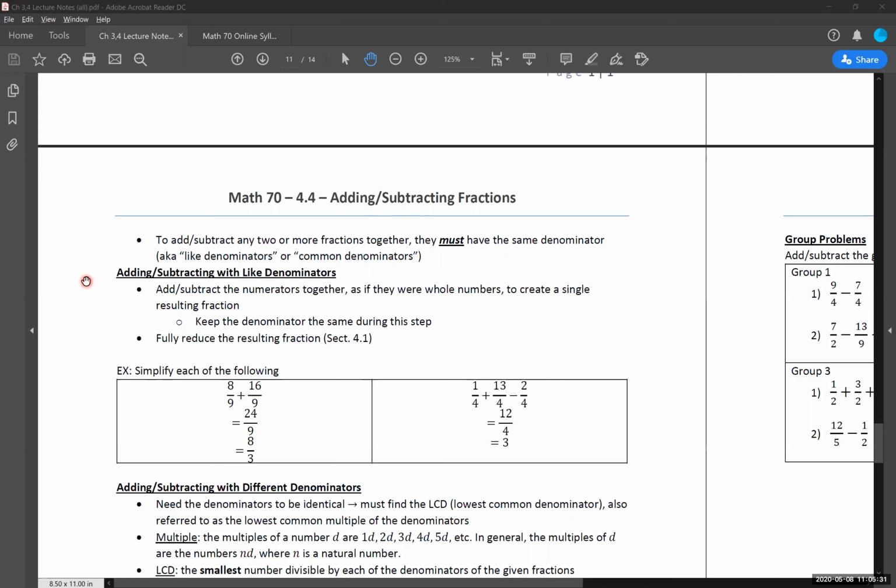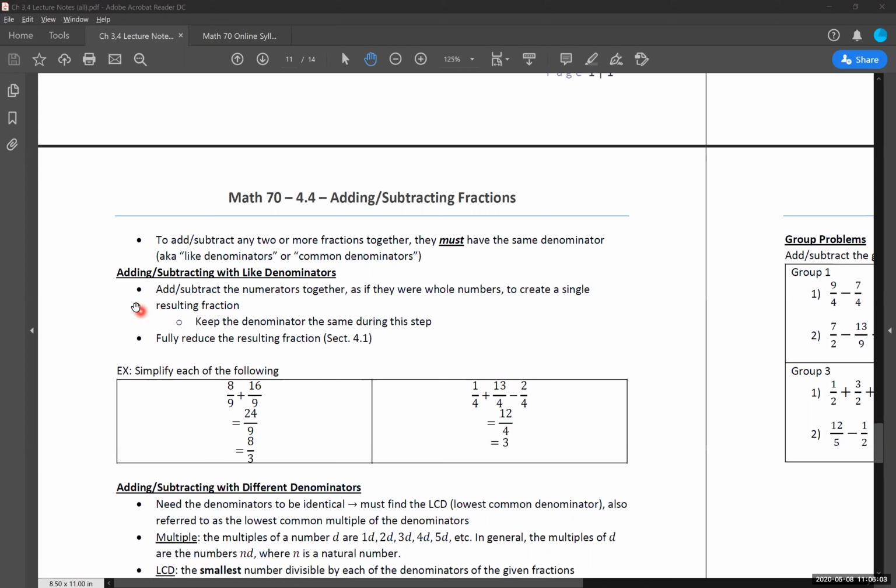So we're going to work with two scenarios, a little less common one first: adding or subtracting with like denominators. These have the exact same denominator from the very beginning. If we do have that scenario, we're saying, okay, this requirement at the top has been met. So fantastic. What do we do from there? Well, all we're going to do is add or subtract the numerators together as if they were whole numbers, and we're just going to have a single resulting fraction after that.